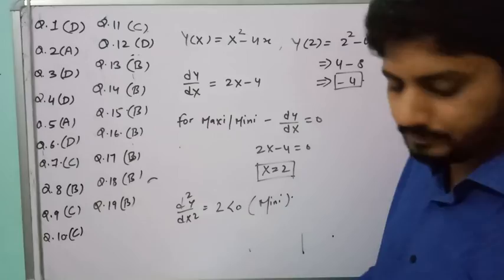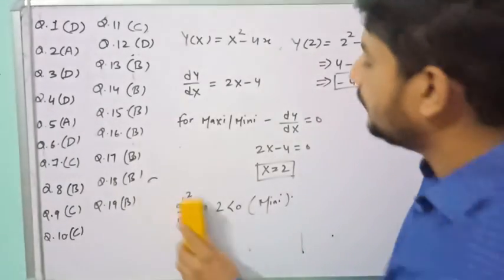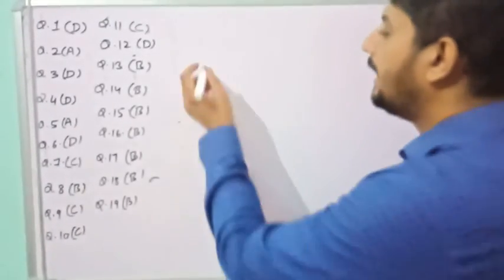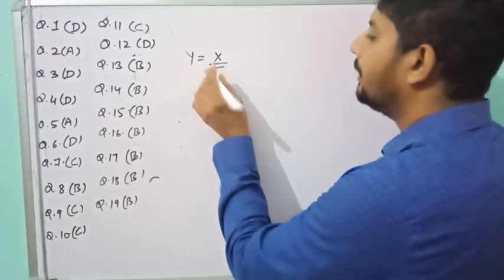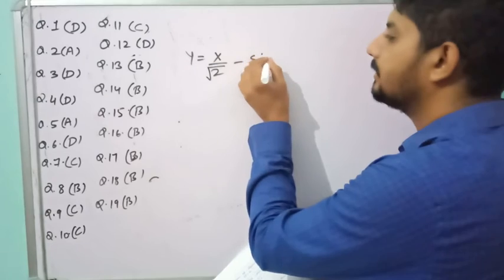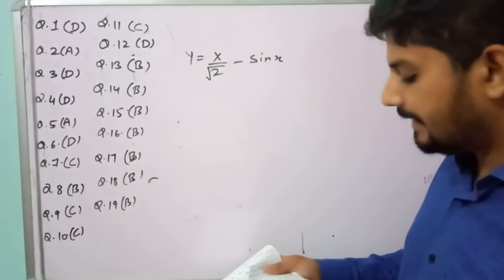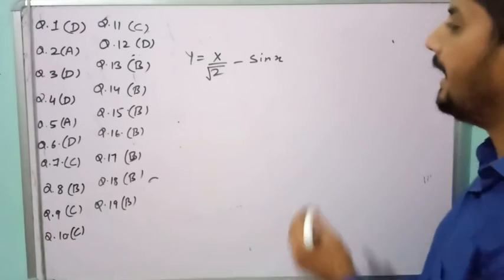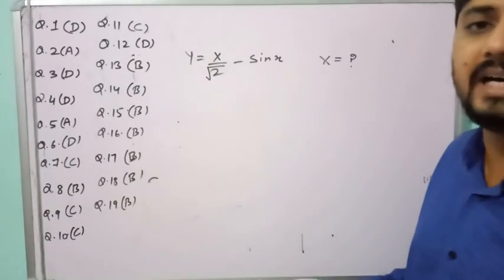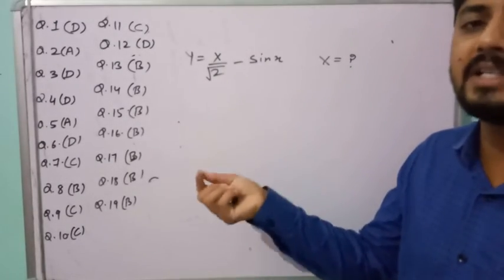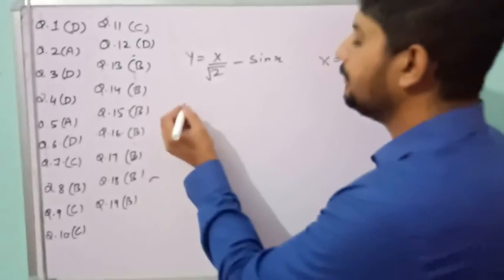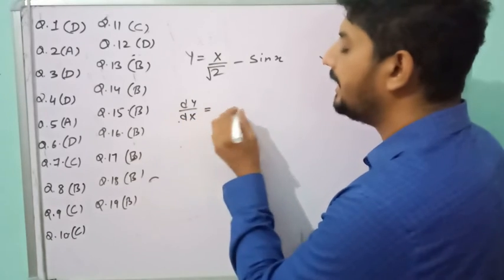Question number 20. y is given to x by 2 minus x by root 2 minus sin x, and he asks you at what value of x it will give you the minimum value. Here he asks you what is the value of x. Okay, he did not ask you what is the value of y, the minimum value of y. He asked you at what value of x the function will give you the minimum value. Okay, so again you are going to do the first differentiation, dy by dx, for maximum minimum.